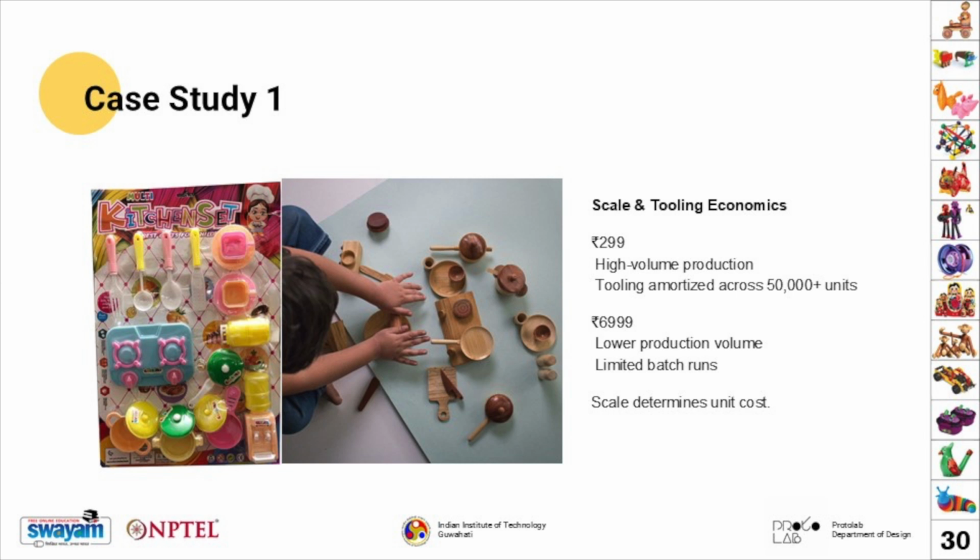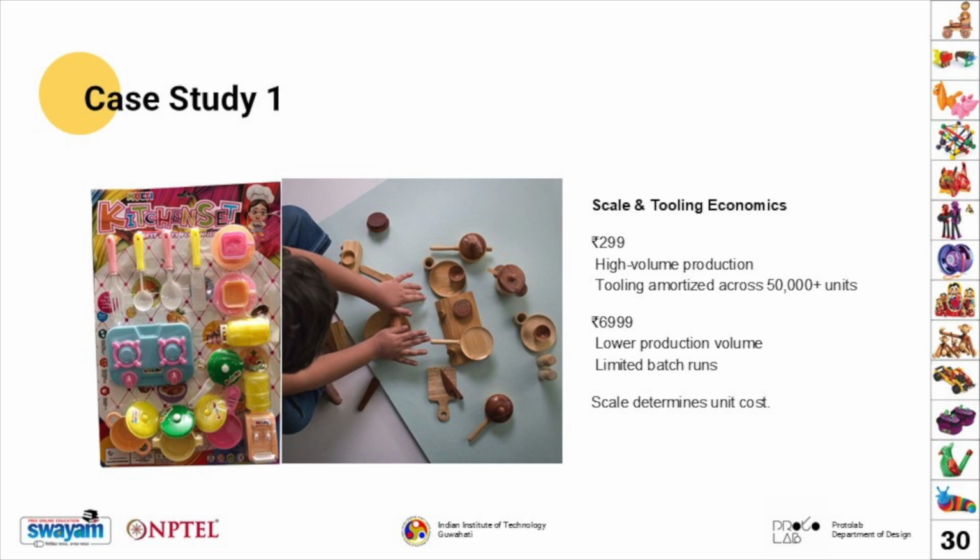The plastic kitchen set is designed for mass retail chains. Production runs are large. Tooling cost is spread across tens of thousands, sometimes hundreds of thousands of units. If a mold costs rupees 10 lakhs and 1 lakh units are produced, tooling adds only rupees 10 per unit.